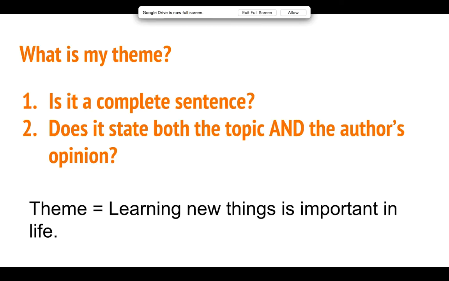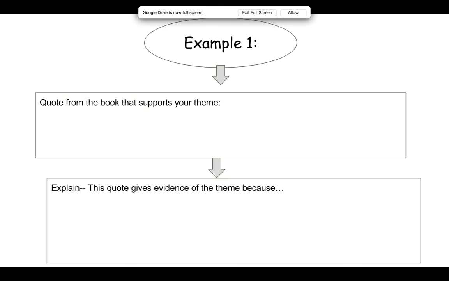Now that I know the theme, my job is to go back into the story and find examples of that theme inside the story. I'm going to be looking for things the character does, says, thinks, and feels, the different actions that they take, to find where that character is learning new things and how that character is finding out that it's important. Here's a zoom up, or a close-up, of the first part of your graphic organizer.